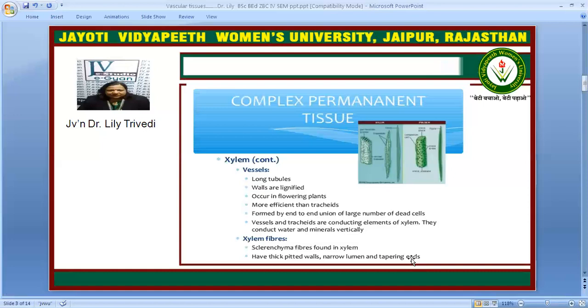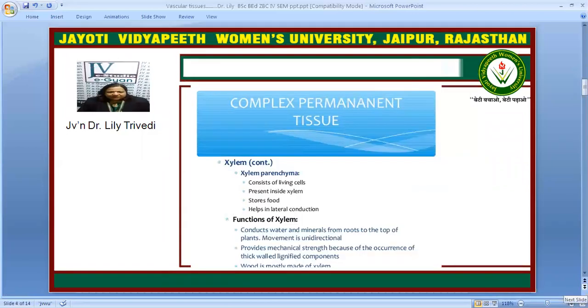The xylem fibers are skeleton fibers, sclerenchyma fibers found in the xylem. They have thick pitted walls, narrow lumens, and tapering ends. The xylem parenchyma consists of living cells and is present inside the xylem. It stores food and helps in lateral conduction of water.